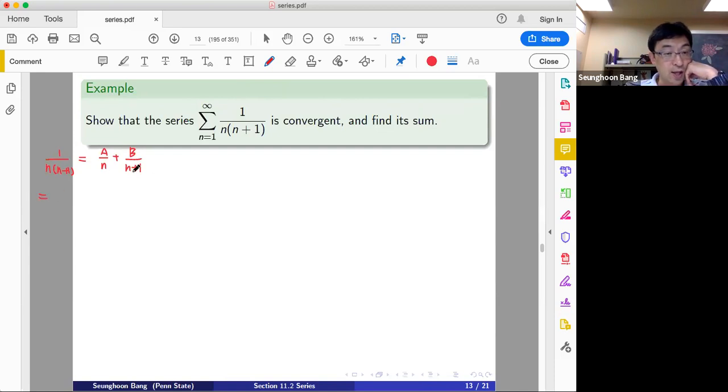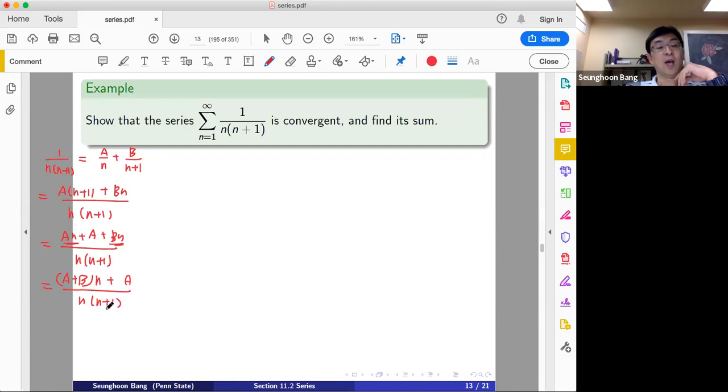You can combine again: a times n plus 1 plus b times n, over n times n plus 1. The same as an plus a plus bn over n times n plus 1. So an plus bn, factor out n: a plus b times n, plus a, over n times n plus 1. So we have this one.